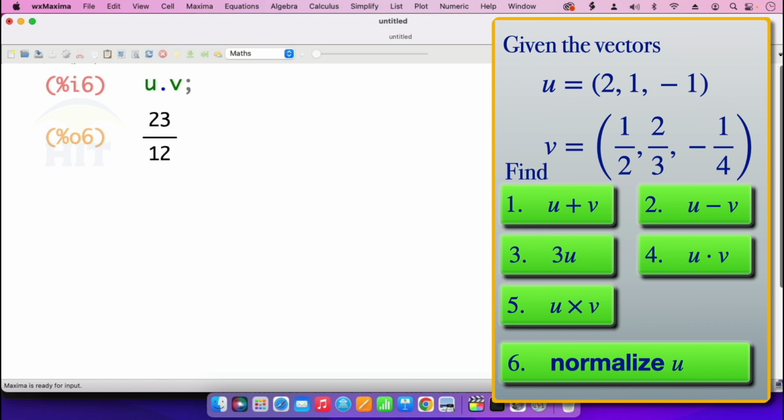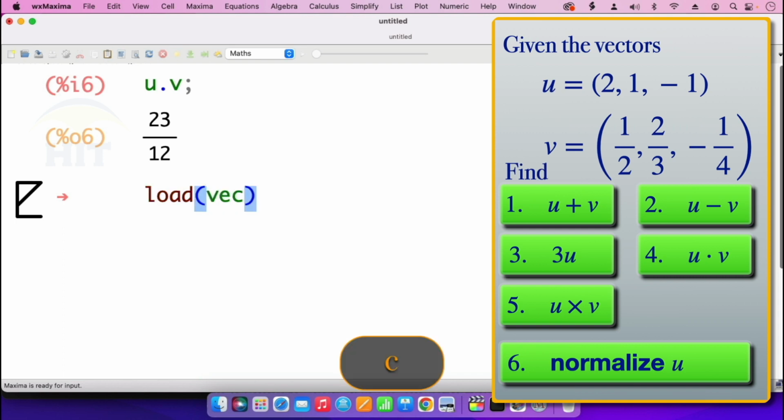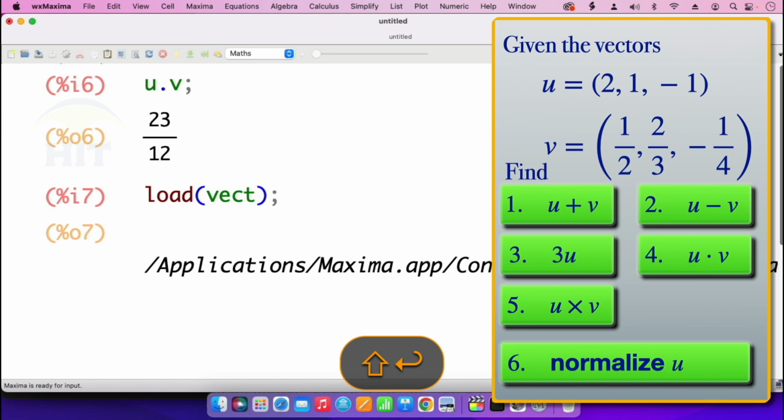Then I'll now go on to question number 5, the cross product. The cross product, by default, is not loaded in Maxima. So we'd have to load the package of vectors. So it's load, then we are looking at the package VECT. That's the package which will enable us to evaluate the cross product of those two vectors. So I press my Shift Enter, and the package has been loaded now.